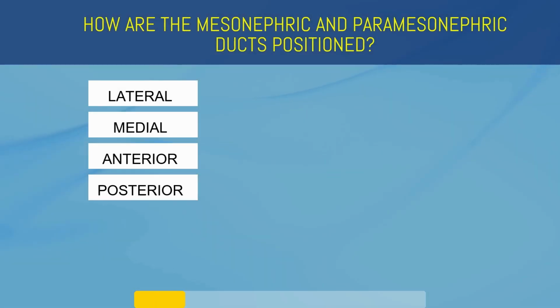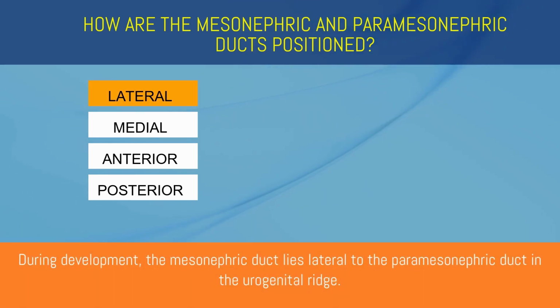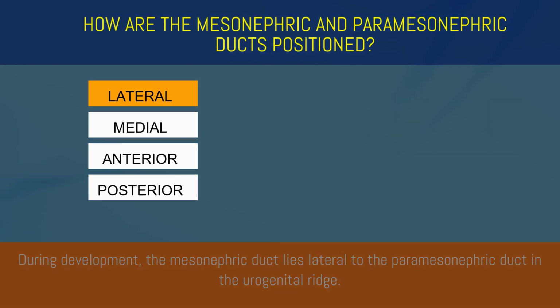How are the mesonephric and paramesonephric ducts positioned? Lateral, medial, anterior, or posterior? Lateral. During development, the mesonephric duct lies lateral to the paramesonephric duct and the urogenital ridge.